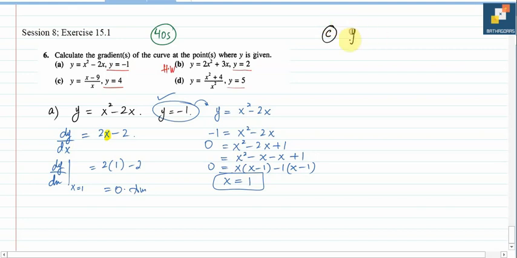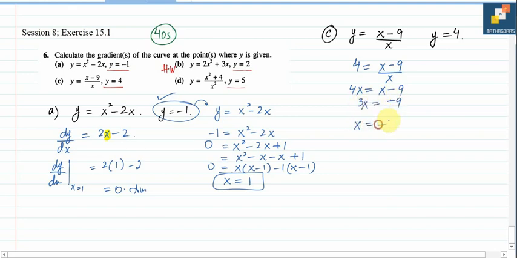The question is y equals x minus 9 divided by x, and the value of y is 4. So before starting the differentiation, I will first find the value of x here. First put the value of y. It's 4 equals x minus 9 divided by x. So 4x equals x minus 9. 4x minus x, 3x equals minus 9, and x equals minus 3. You have the value of x.